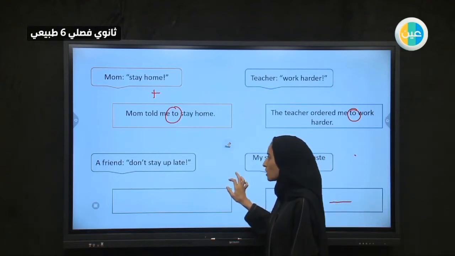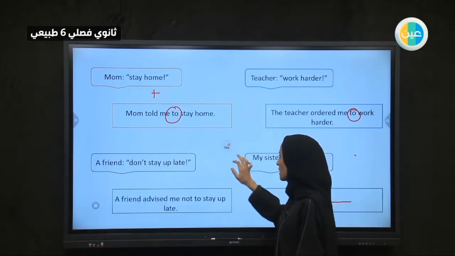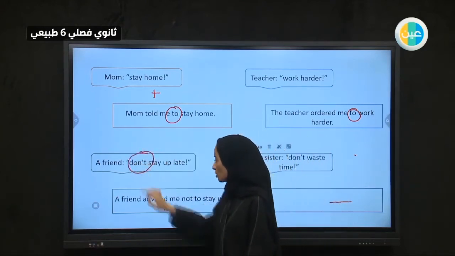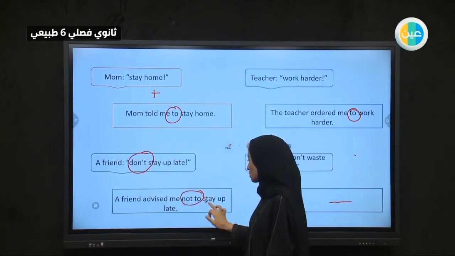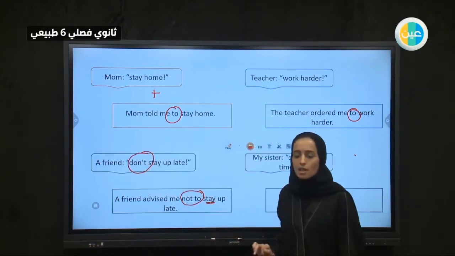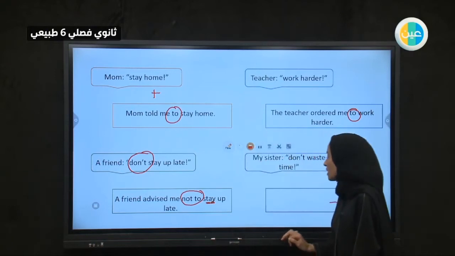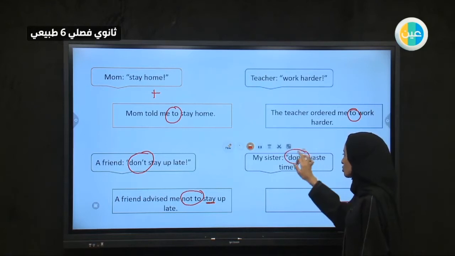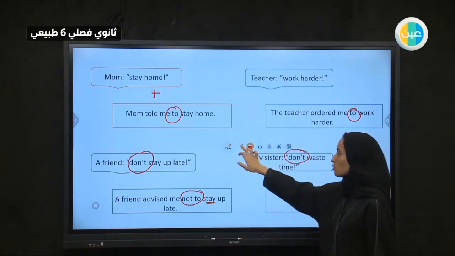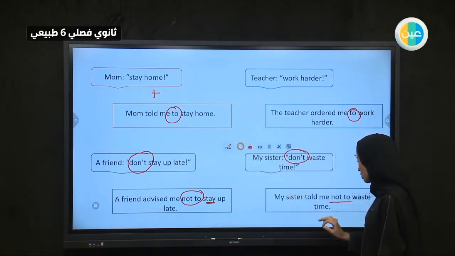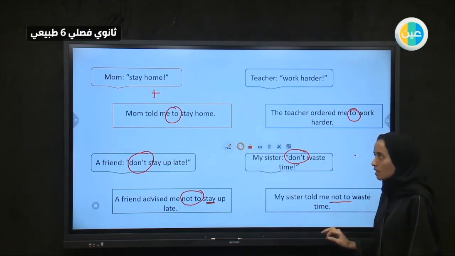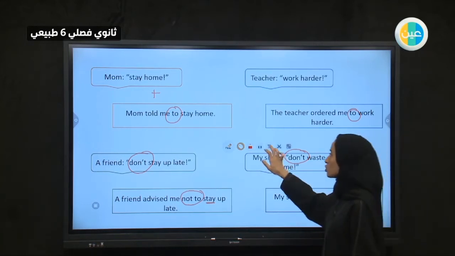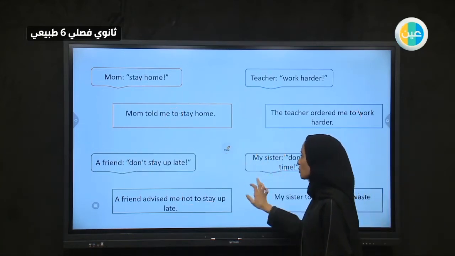Okay, next we have it here. A friend told me, do not stay up late. What did he say? We have a negative, not to stay. And you have to focus here that the verb is the same. We haven't changed anything with the verb. My sister told me, this is the direct speech, do not waste time. So she says, my sister told me not to waste time. So we have not to here. Okay, so these are to, and we have also not to.